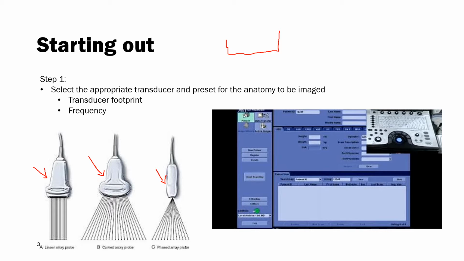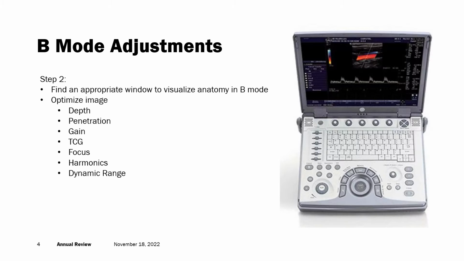So each of these has their own purpose and function, and when you're starting each exam, you really want to evaluate the anatomy that you're imaging, the depth of that anatomy, your patient size, and then what presets each of these particular transducers offer. Once you have selected your transducer, selected your preset, and made sure your patient's information was in if you were going to be saving images, then you can start scanning.